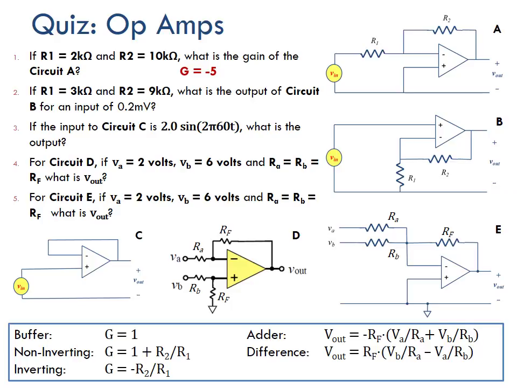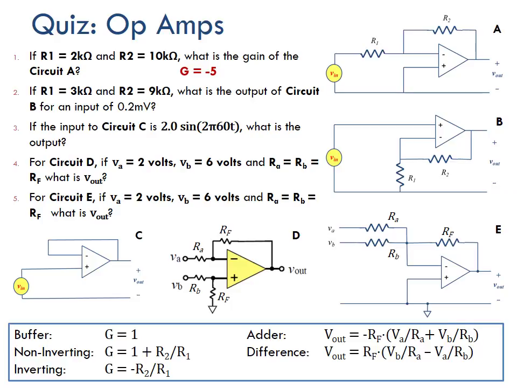So let's look at number 2. If R1 equals 3 kiloohms and R2 equals 9 kiloohms, what is the output of circuit B for an input of 0.2 millivolts? So we're going to look at the gain again for this. What is the output? That's what that one's asking for, right? So let's identify this circuit. We have a Vin going into the non-inverting section.